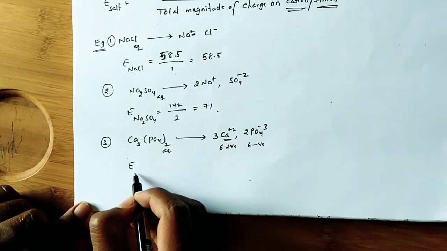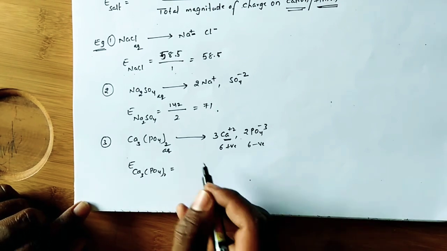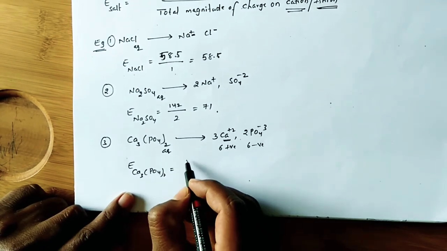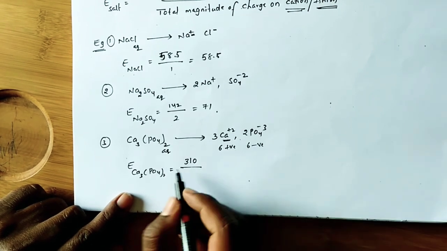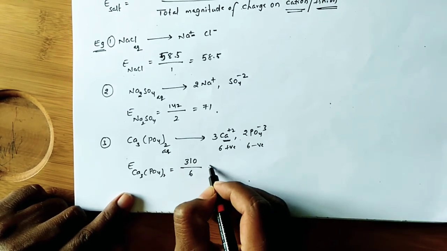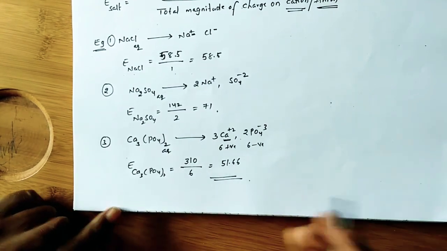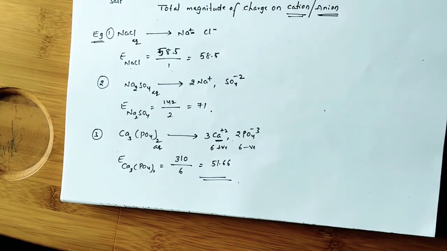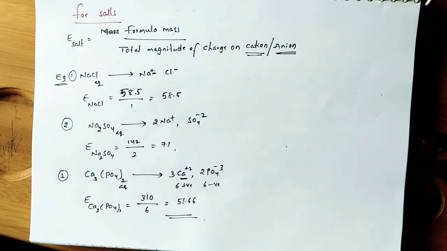So equivalent mass of calcium phosphate is equal to its formula mass, 310, by how many units of charge there? 6. So 310 by 6, that is 51.66. Okay. This is the way to find the equivalent mass for acids, bases and salts.